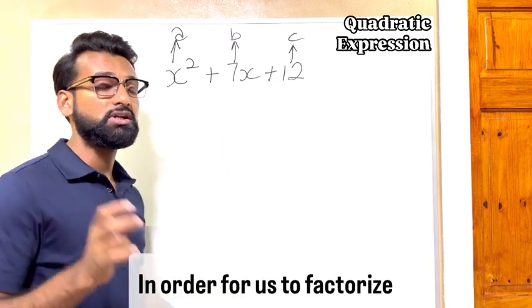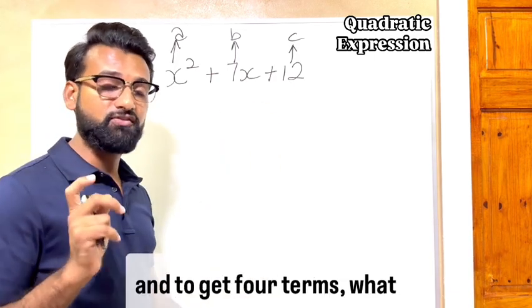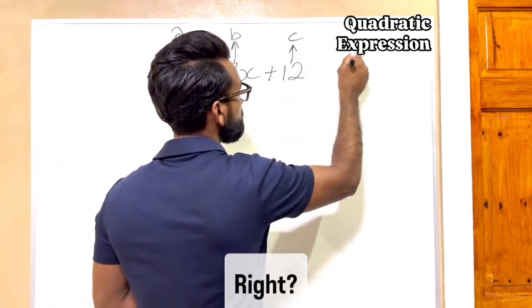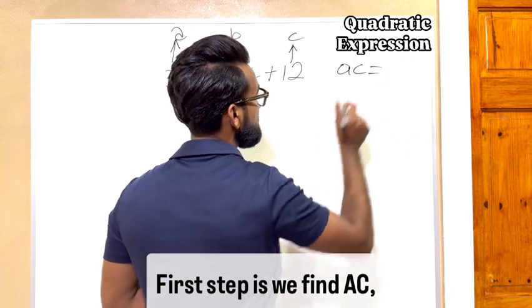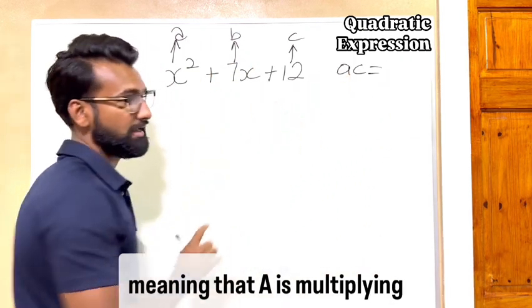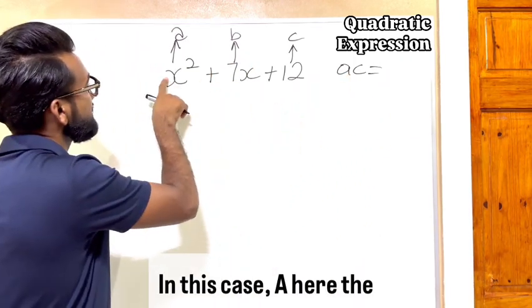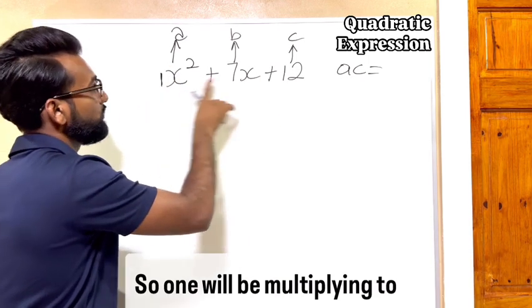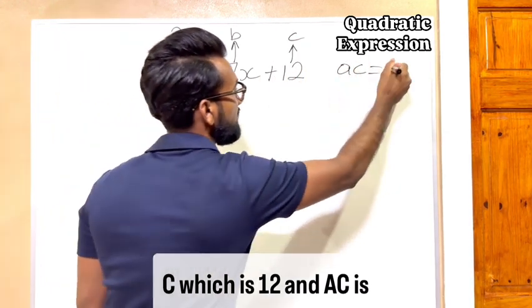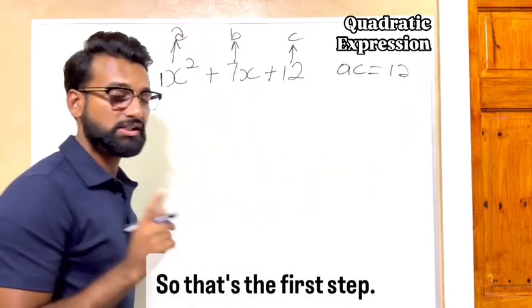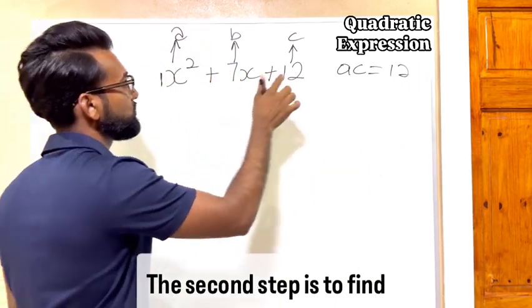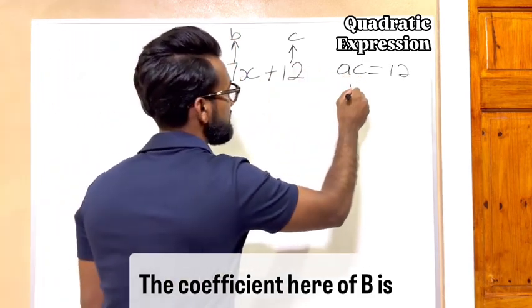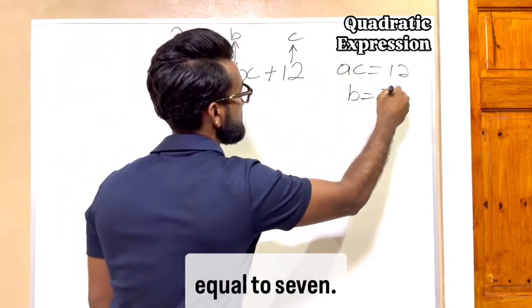In order for us to factorize and to get four terms, what do we do? We find AC. First step is we find AC, meaning that A is multiplied by C. In this case, the coefficient of A is 1, so 1 multiplied by C, which is 12, gives AC as 12. So that's the first step. The second step is to find what B is. The coefficient of B is equal to 7.